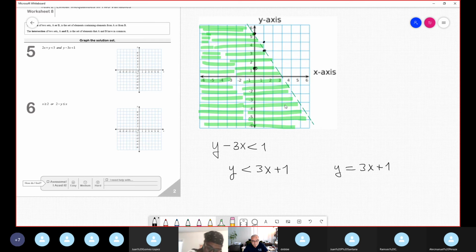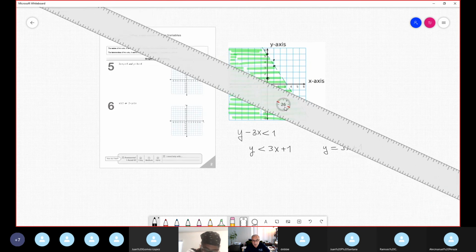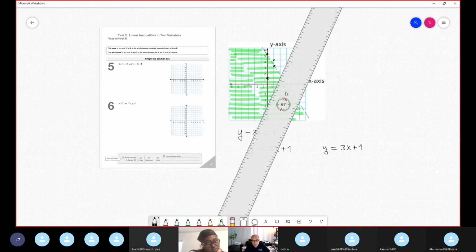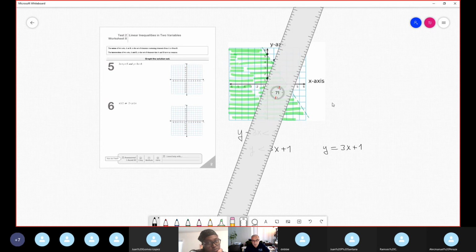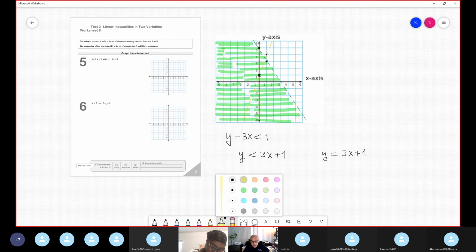Now, what kind of line? Again, dotted, right? Let me use a yellow color for the second inequality. Again dotted, but I use the yellow color to understand the second inequality. Okay, good. Now I shade. In what direction do I shade? Below or above? Below. Below this.